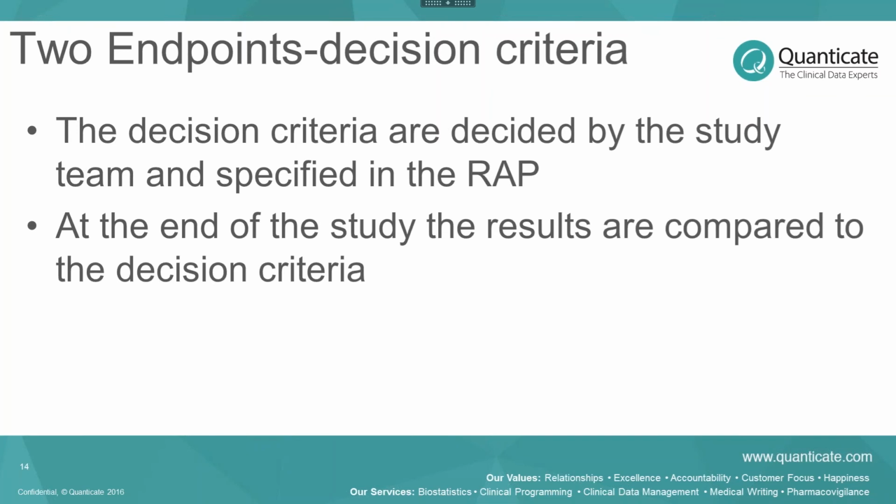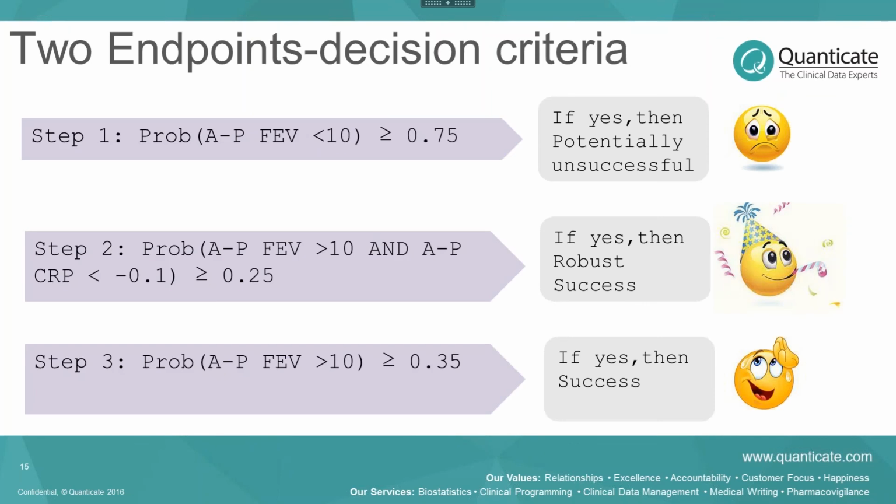And then we had decision criteria based on the 2 endpoints, which I'll come to later on, which was specified in the analysis plan, and then at the end of the study, decisions were made based on those criteria. So these are the criteria.